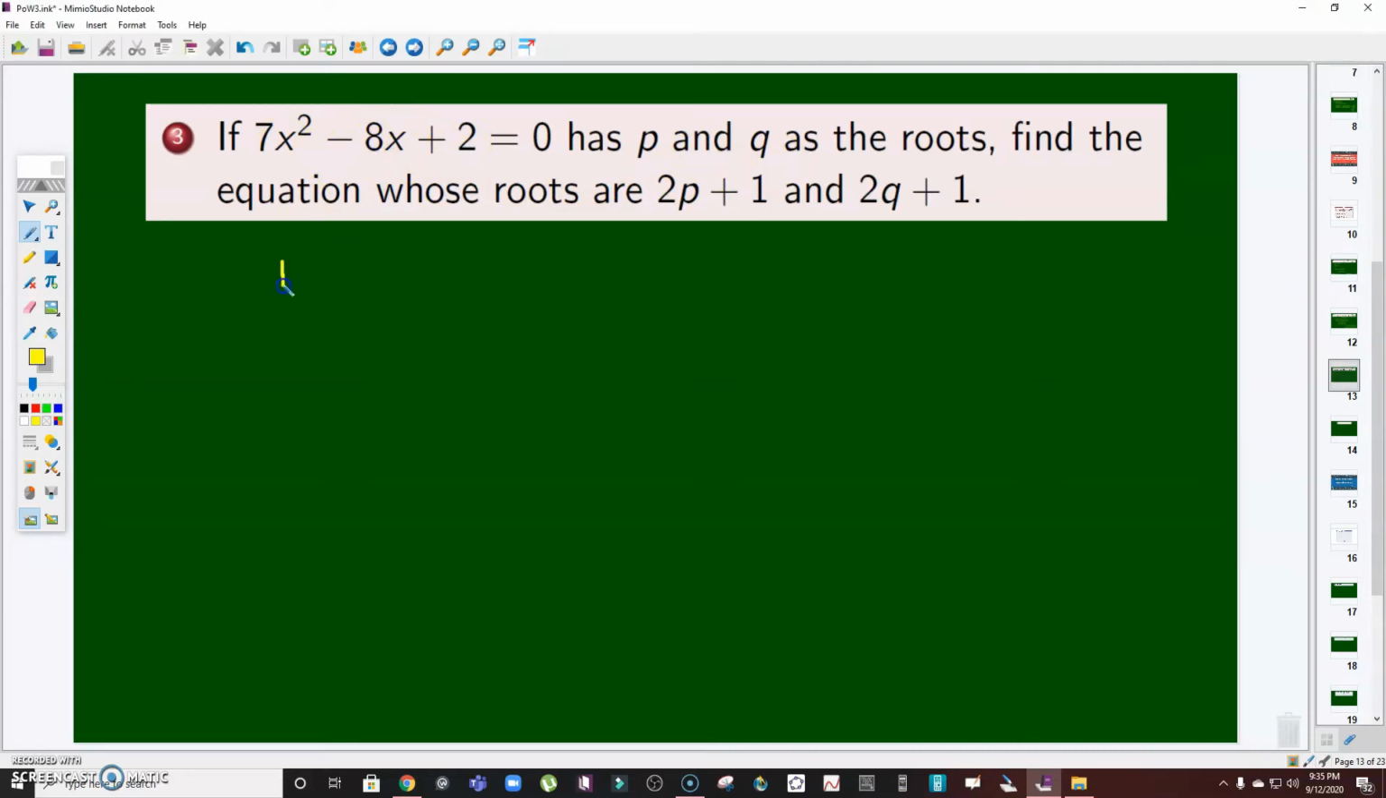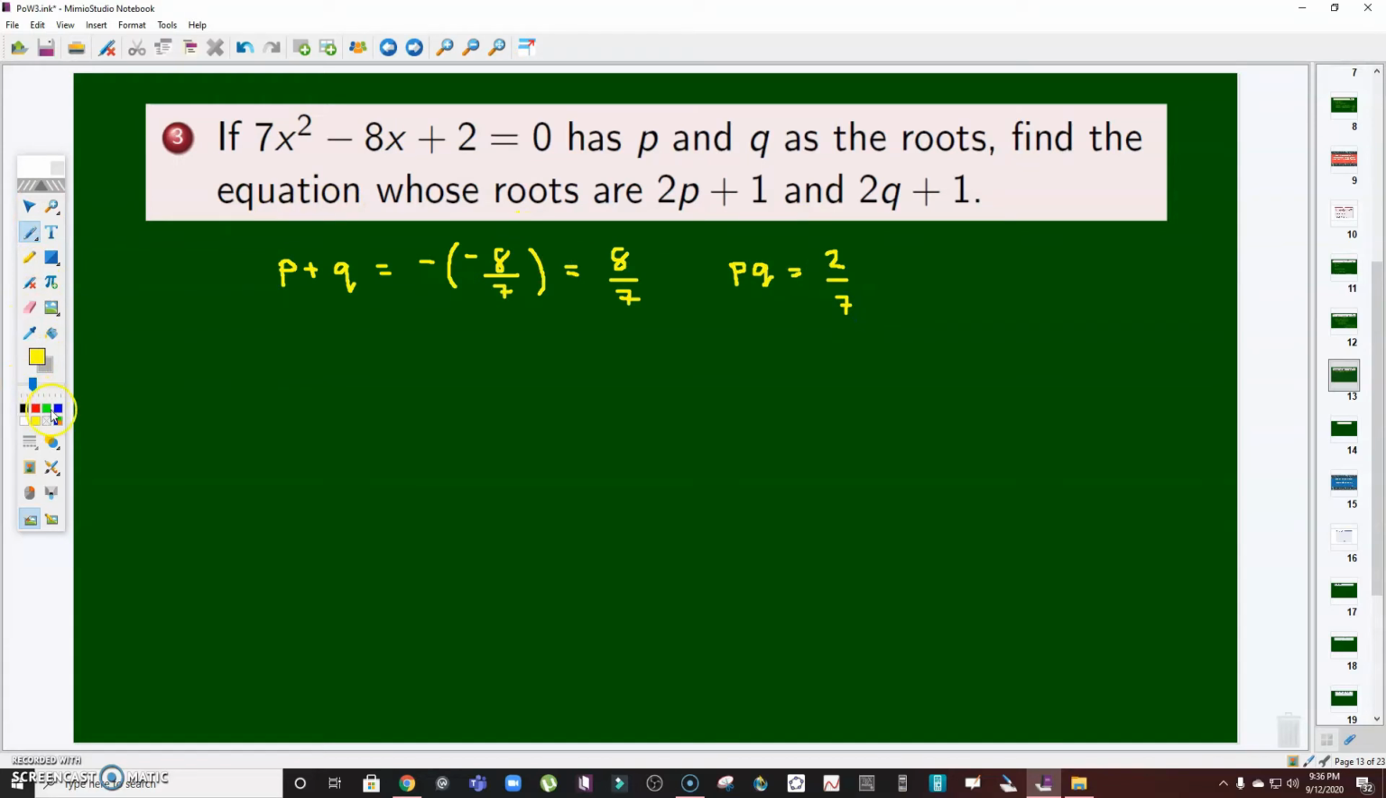Take note, the sum of the roots, which is p plus q, is equal to negative b over a. What is my b? Negative 8, my a is 7. See that? So that's equal to 8 over 7. Next, the product of the two roots, which is pq, is equal to c over a, or 2 over 7. There you go.